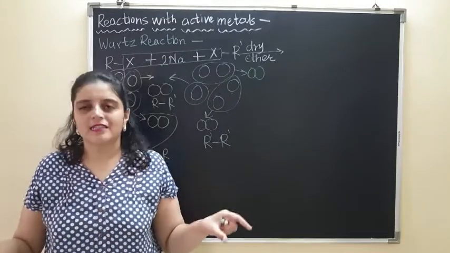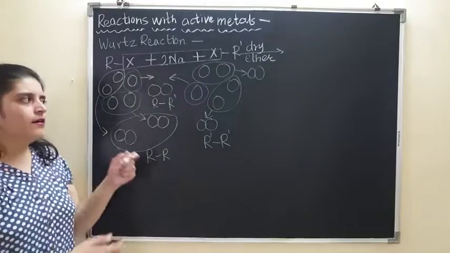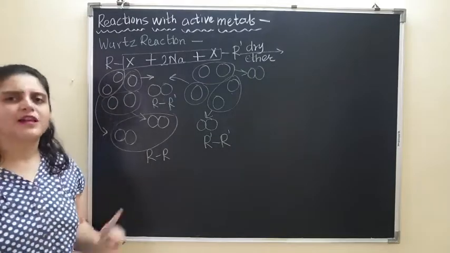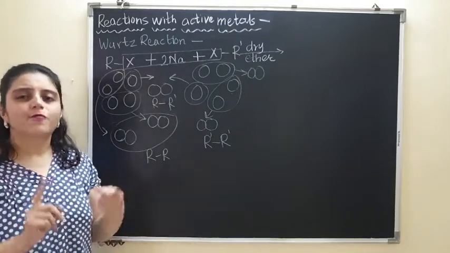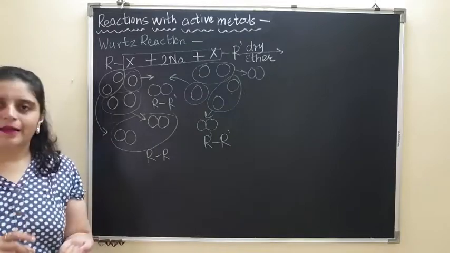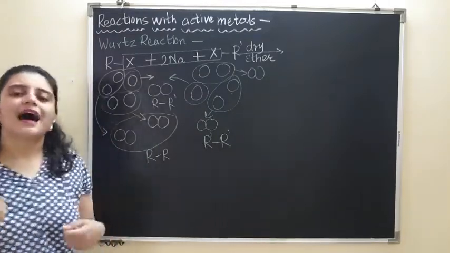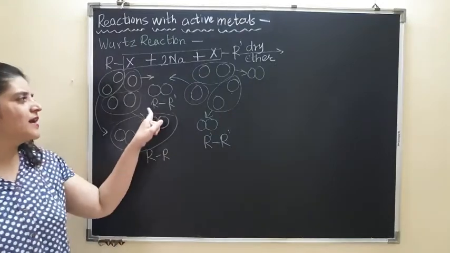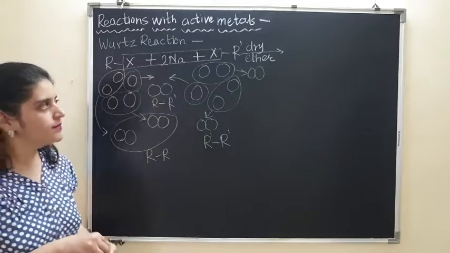CH3 combined with CH3 to form CH3, CH3, that is ethane. But here we are getting 3 different products. So right now we are not going into the balancing of the reaction. We are just focusing on what type of products can be formed. So there are 3 possible products: RR, then second product is R dash, single bond R dash, and the third product is R, single bond R dash.